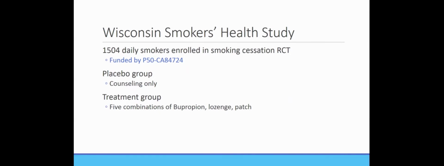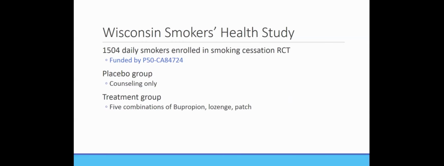And this is a very wonderful data set that was collected by our colleagues at the University of Wisconsin, Megan Piper, Tim Baker, and Mike Fiore. They had a very large sample, 1,504 daily smokers enrolled in a cessation trial. It was a randomized trial funded by the National Cancer Institute.